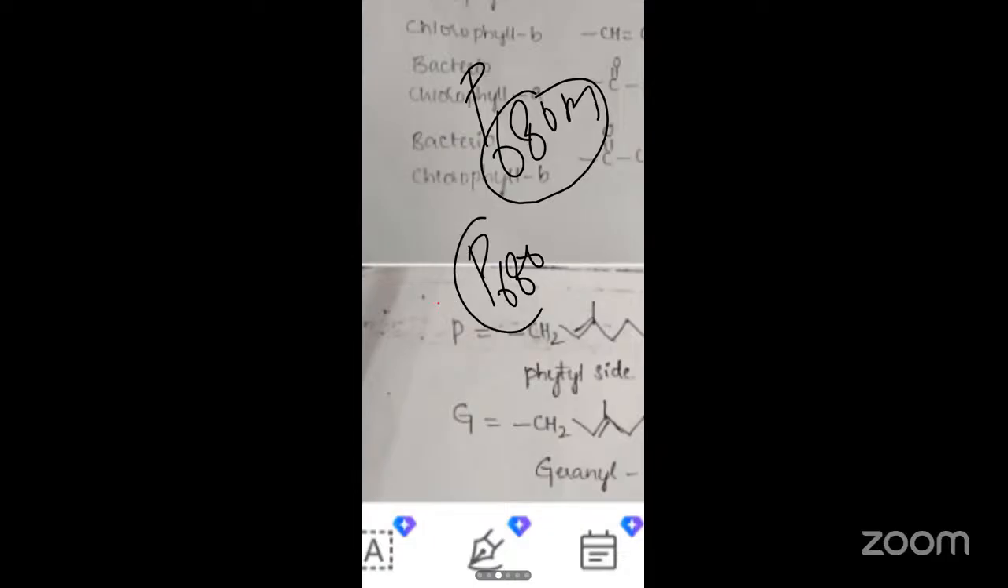What is the difference between chlorophyll A and chlorophyll B? Chlorophyll A does the photosynthesis in the presence of P680. That is P680, this is chlorophyll A. Chlorophyll A absorbs the wavelength. What is the range of that? 680 nanometers.